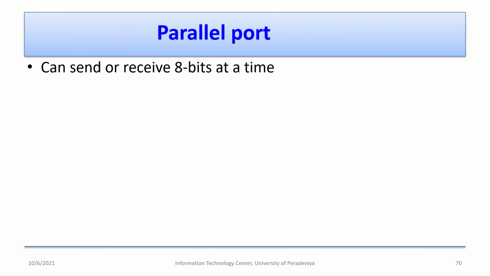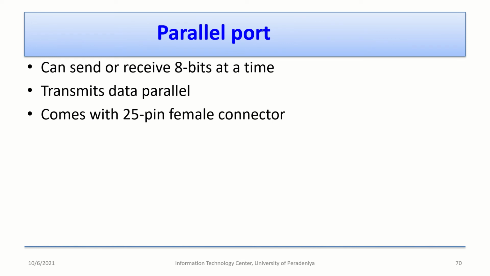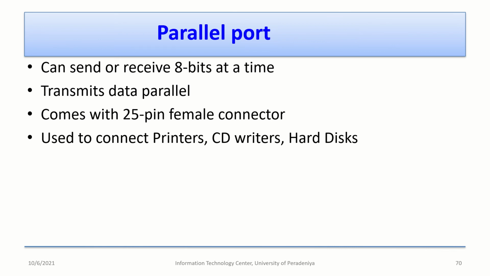A parallel port can send or receive 8 bits at a time, so data can be transferred in parallel. It comes with a 24 pin female connector. In serial ports, we have male connectors; in here, we have female connectors.